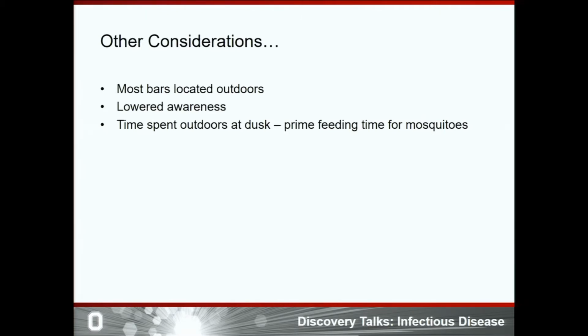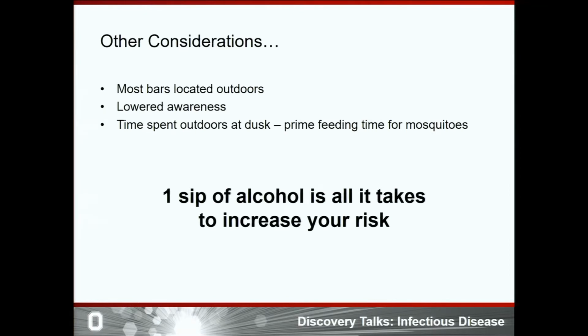After you have just one sip of alcohol, your blood dilates, warms up, and moves to the surface of your skin. So therefore, just that one sip of alcohol is all it takes to increase your risk, if not just slightly.